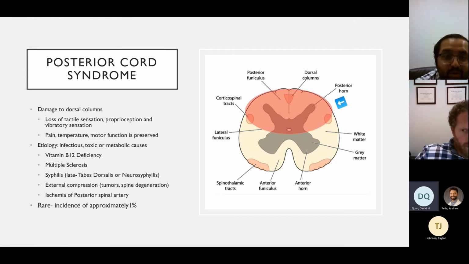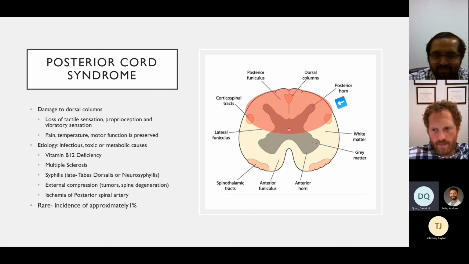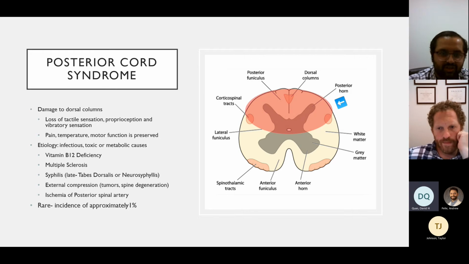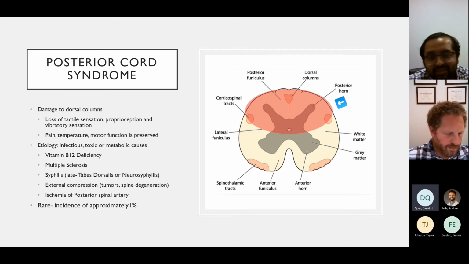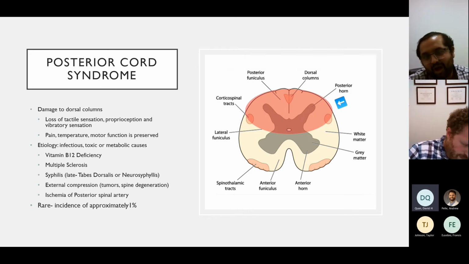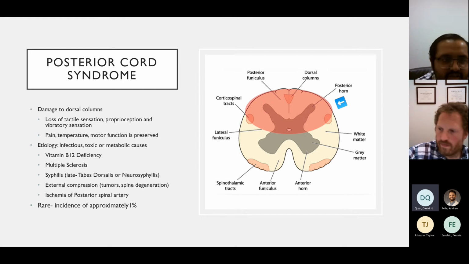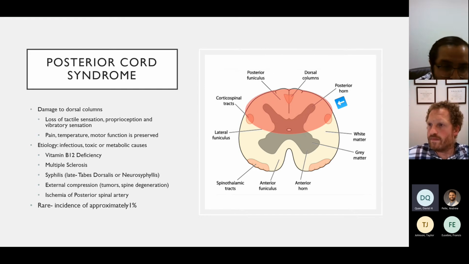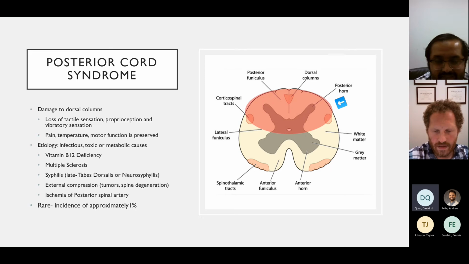All right. Now I want to move on to posterior cord syndrome. This is a very rare syndrome, the rarest of the 4 syndromes I'm talking about. And as you can see, the red marking has shifted posteriorly. Very similarly, you can think about the deficits here as being on the opposite end of the anterior cord syndrome. The dorsal columns are damaged here, so we'll have a loss of tactile sensation, proprioception, as well as vibratory sensation. Now, here, the pain, temperature, and motor function are preserved.